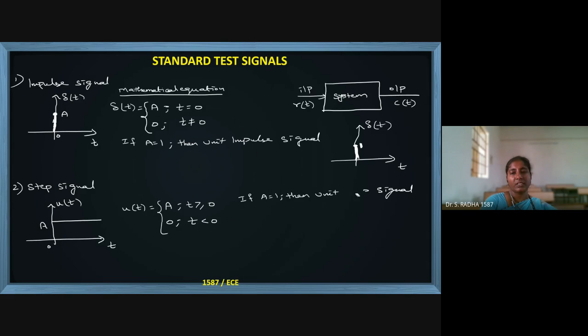In that case, you have to repeat the diagram and the height will be represented as 1. The name of the signal is the same, u of t, with t on the x-axis, and height will be 1. This is the origin, the joining point of x-axis and y-axis. This is about the two signals we have seen.